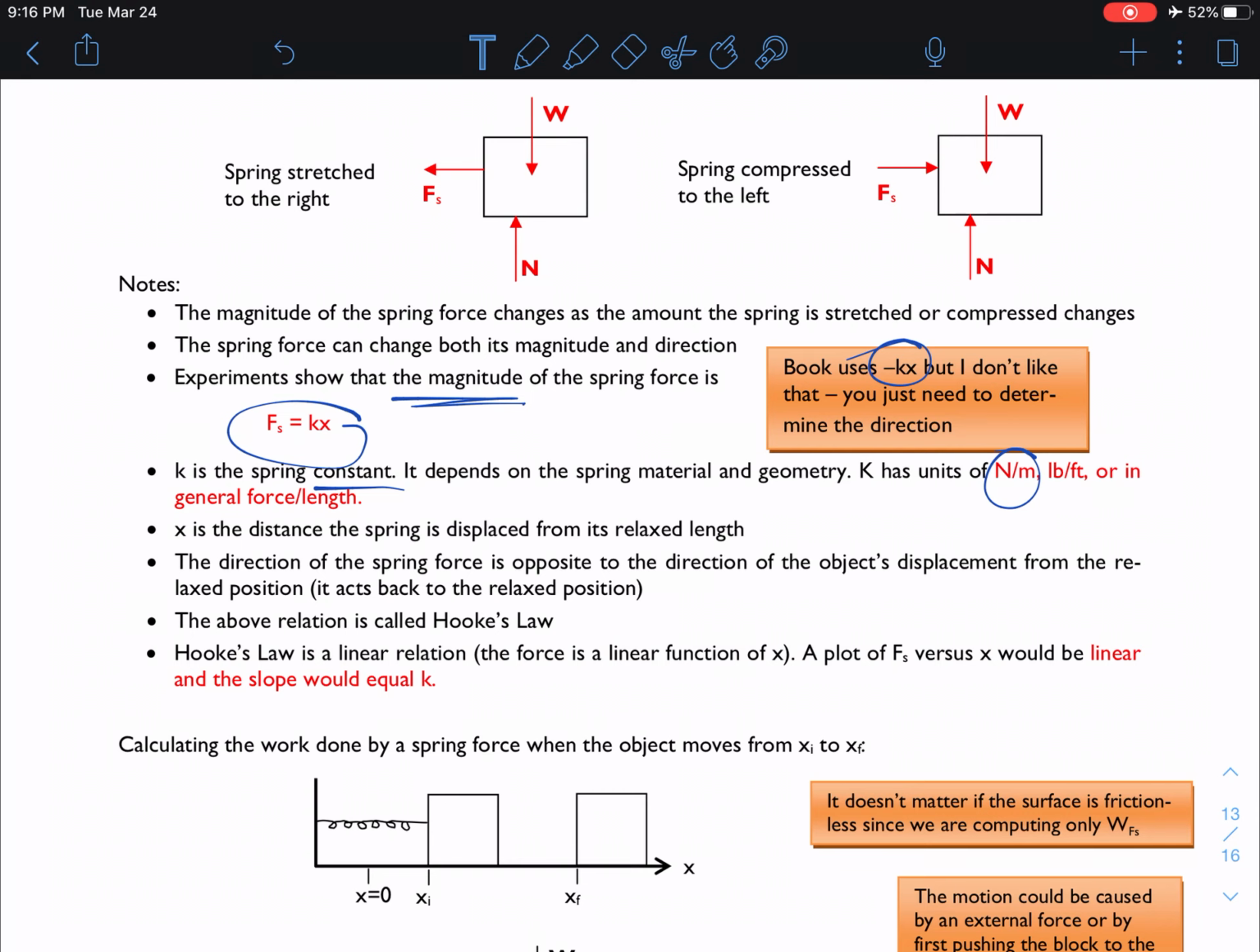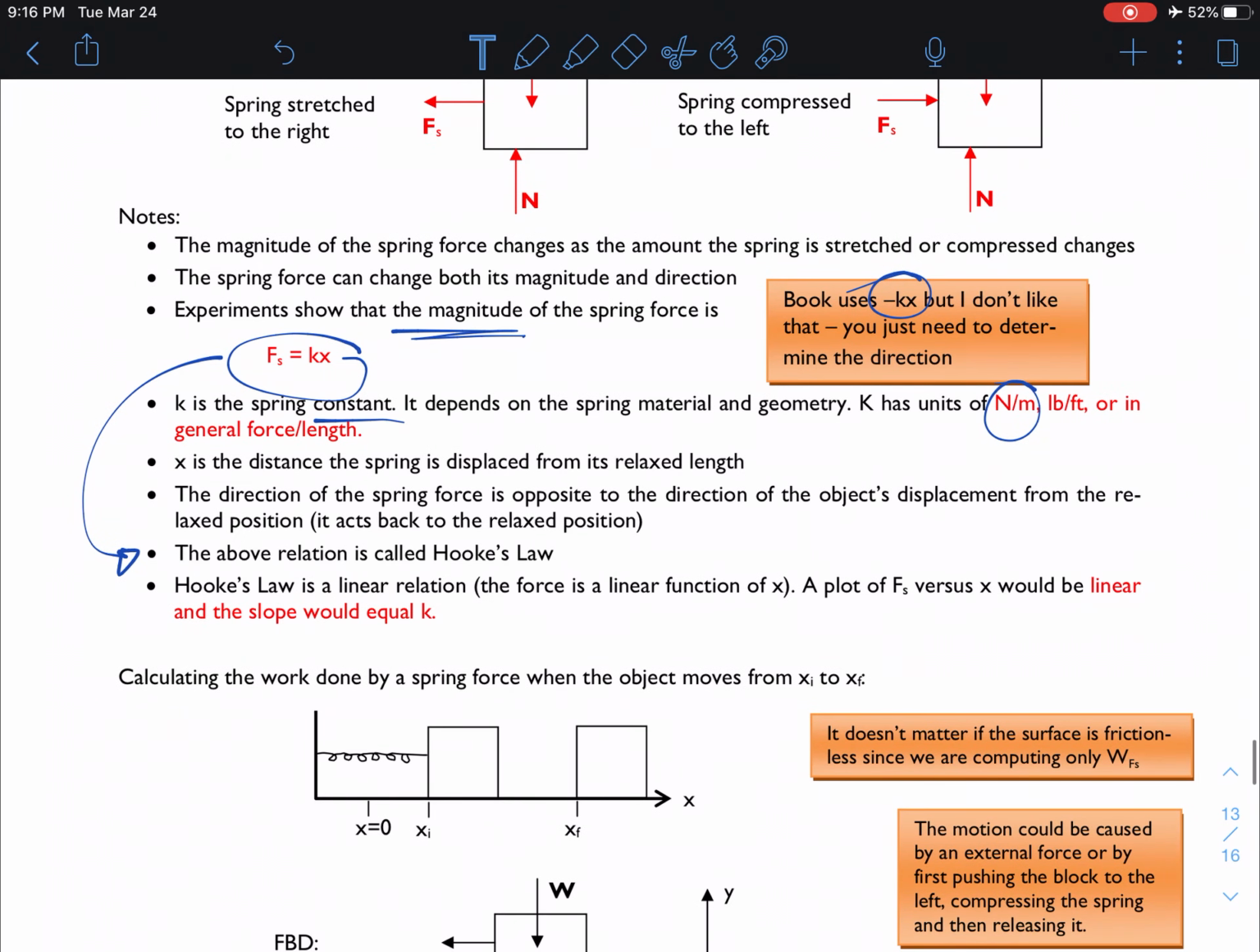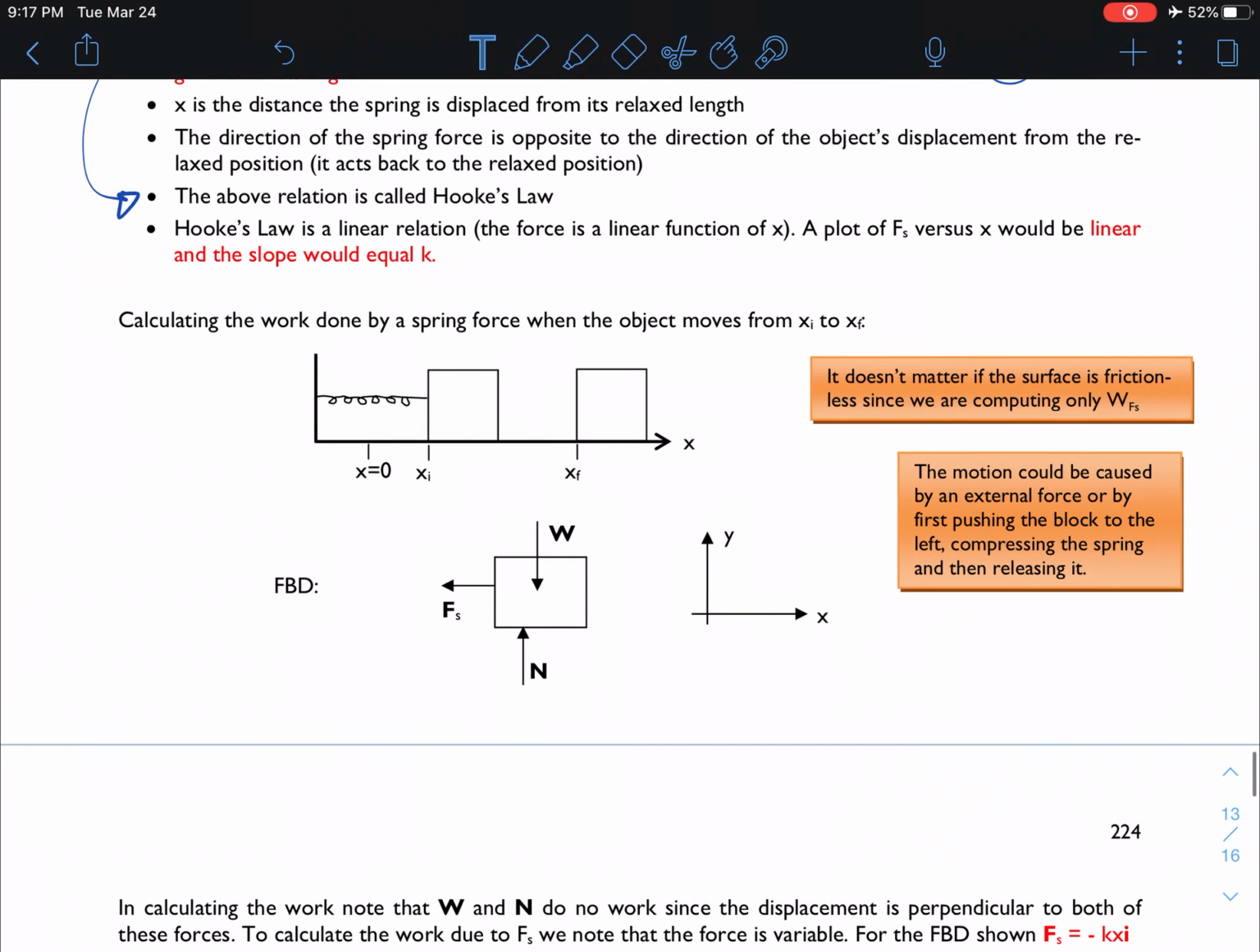This relation, this equation, is called Hooke's law, if you have heard the name before. It's a linear equation, so if you plot Fs against x in a graph, the slope will be the spring constant k. That's what this is all about. I'm going to stop here and continue in the next video because I don't want to make them too long.